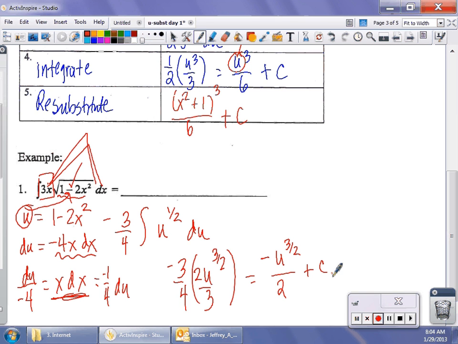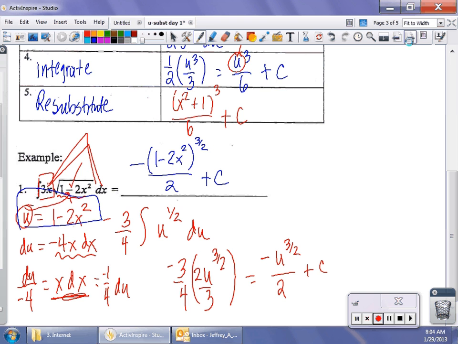And then the last step is to resubstitute. In other words, take the u out. So u was equal to 1 minus 2x squared. So I have negative (1 minus 2x squared) to the 3/2 power over 2 plus c.